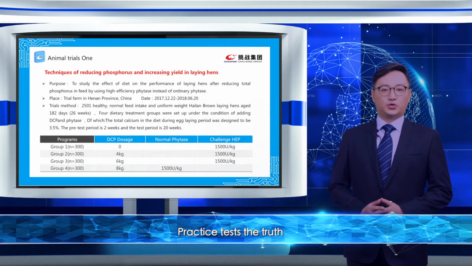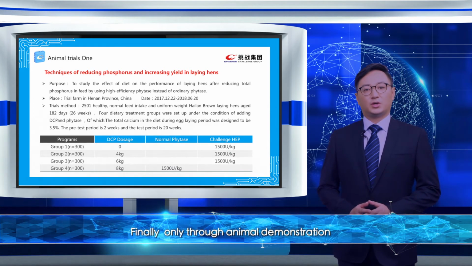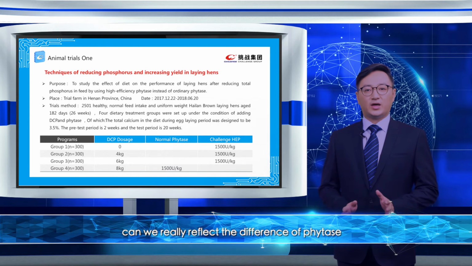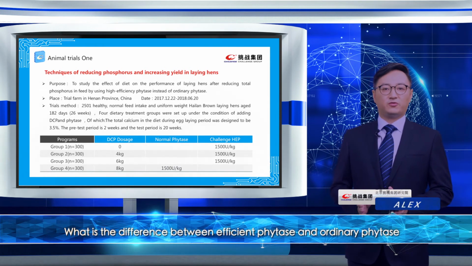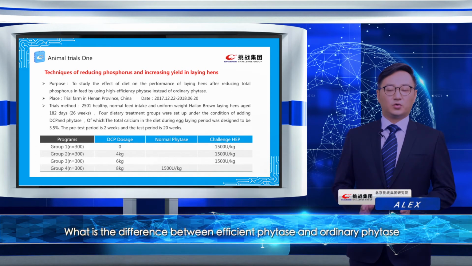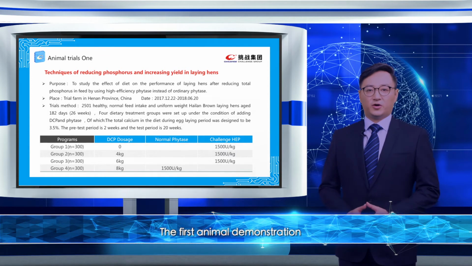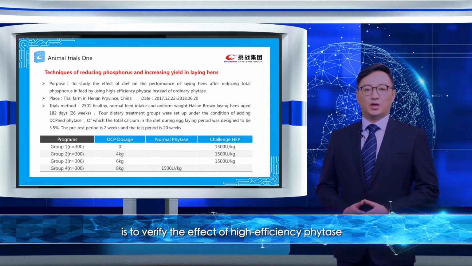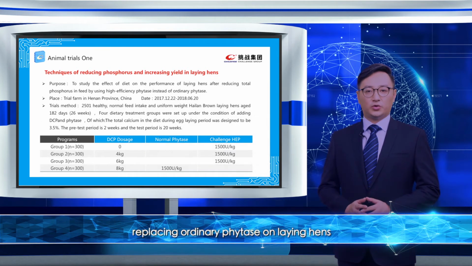Practice tests the truth. Finally, only through the animal demonstration can we really reflect the difference of Phytase. What is the difference between effective Phytase and ordinary Phytase? How much value can the application of high-efficiency Phytase bring? The first animal demonstration is to verify the effect of high-efficiency Phytase replacing ordinary Phytase on laying hens.